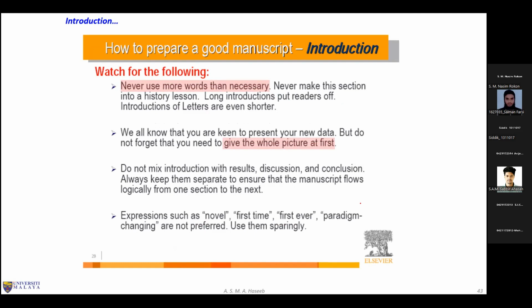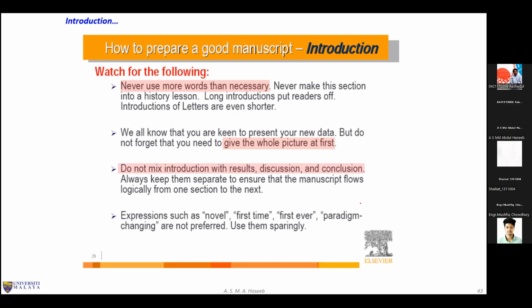And the introduction should give the whole picture first. So what is the background? What is the specific field that you are dealing with? What is the problem for which no answer is there? Or for which, if there is any answer, then why do you need to come up with your answer? So you have to give all this first.